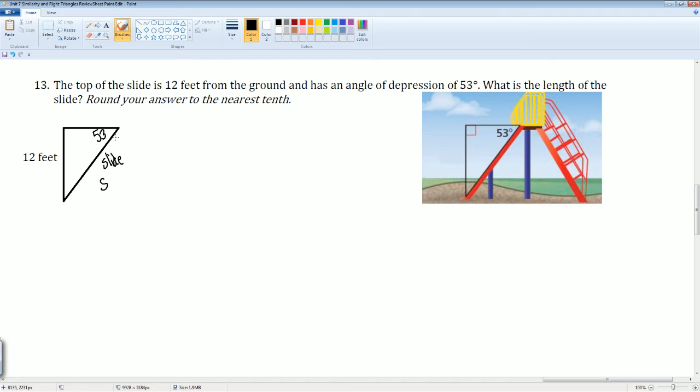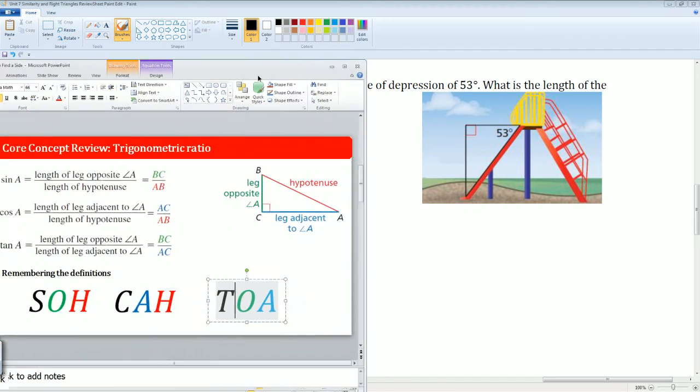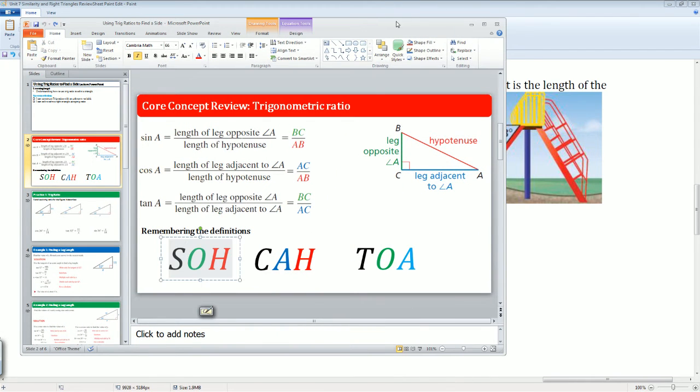So now we can set up our trig ratio. We draw the guy here. We saw 12 feet is our opposite because that is our farthest away, and our slide is our longest side. So this is going to be our hypotenuse. So I have O and H. I look at my notes for O and H, which is sine.